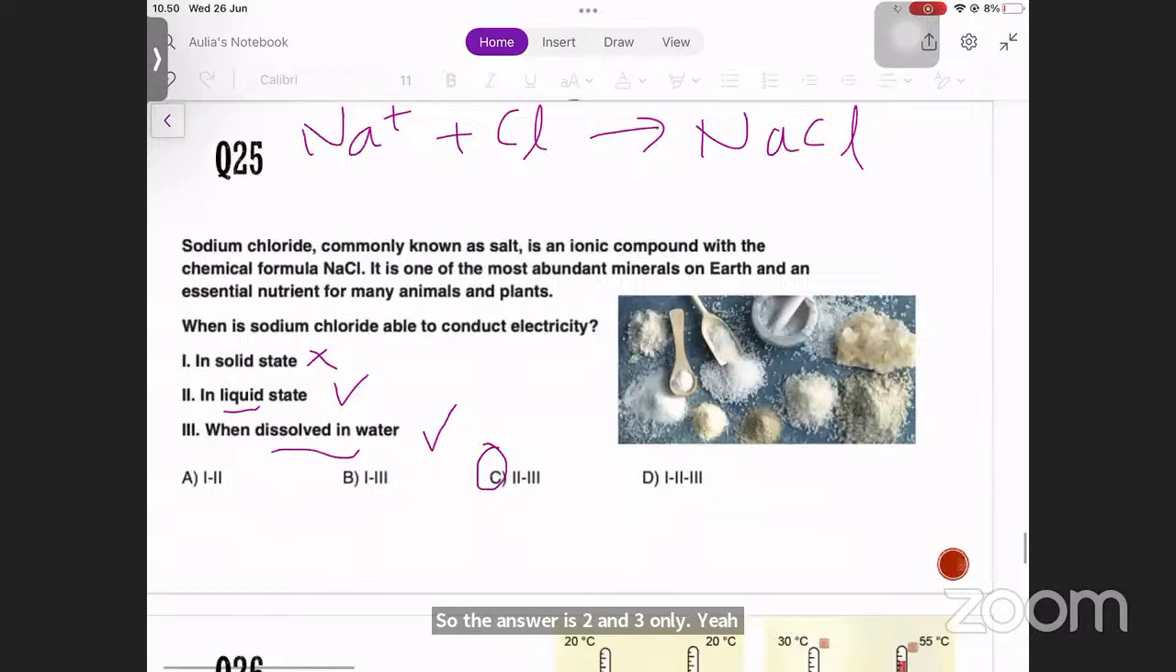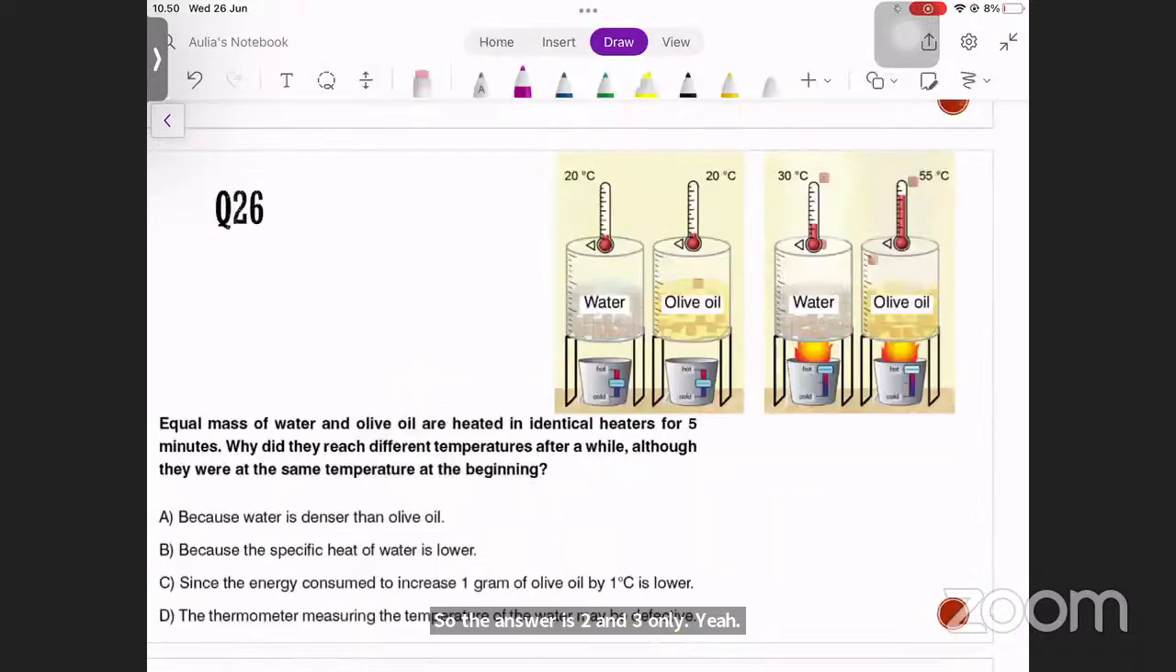The last one, number 26. All right, we have four options. Actually, these are two pictures, everyone. The difference between picture one and picture two is the temperature. Equal mass of water and olive oil are heated in identical heaters for 5 minutes. Why did they reach different temperatures after a while, although they were at the same temperature at the beginning?